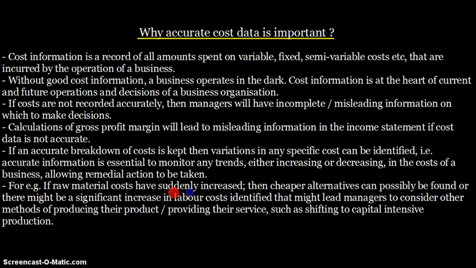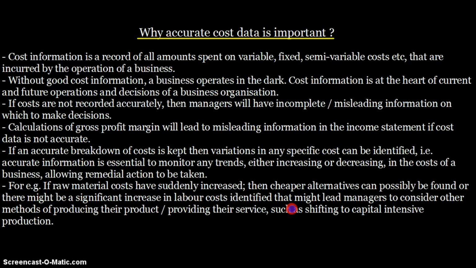So for example, if raw material costs have suddenly increased, then cheaper alternatives can possibly be found, or there might be a significant increase in labor costs identified that might lead managers to consider other methods of producing their product or providing their service, such as shifting to capital intensive production. So if you know your raw materials have increased, what should you do? Or if your labor costs have increased, then you should perhaps go for capital intensive production. You need to continuously look at what's happening to your cost, why it is increasing or decreasing, and what could be done.